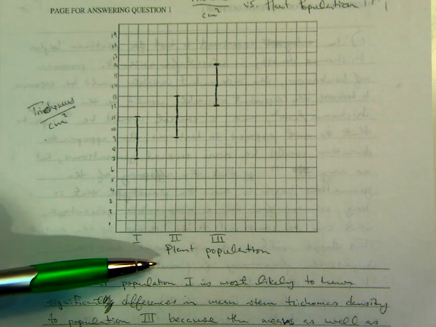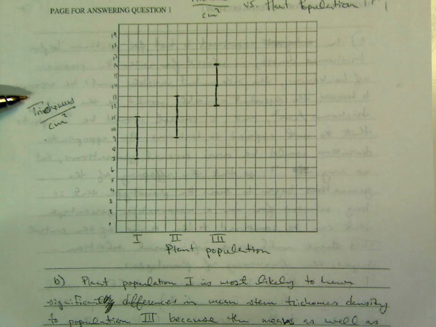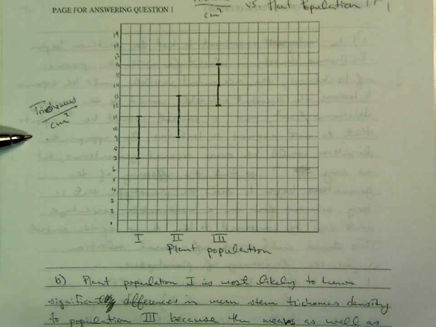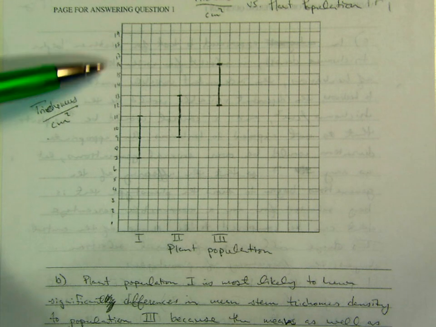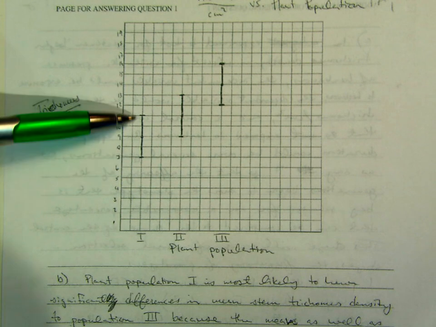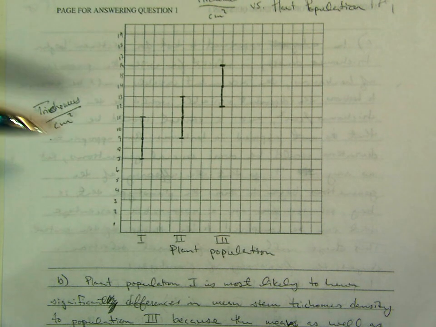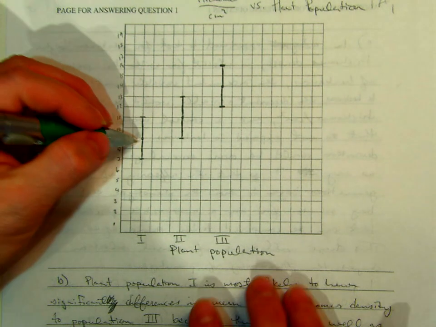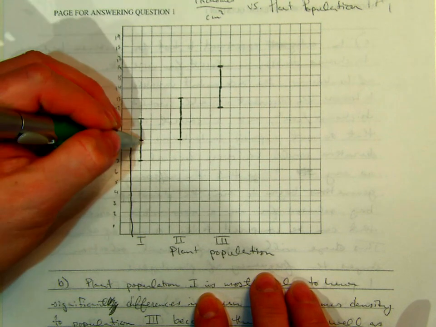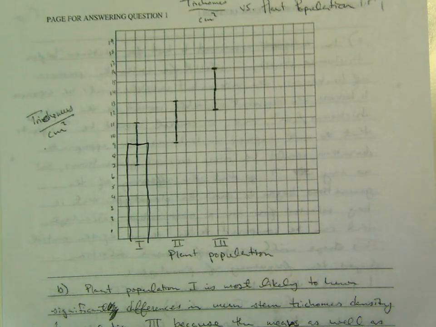You'll notice they had plant population on the x-axis, trichomes per centimeter squared on the y-axis, so they had their units. They scaled it appropriately, and they showed their 95% confidence intervals right there. Now notice this student did not draw their bars in on this bar graph, which is kind of an unusual way to do it, but it's still technically correct to do it that way.